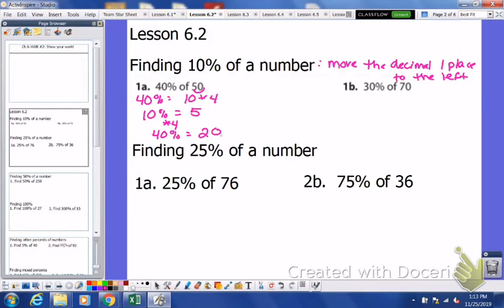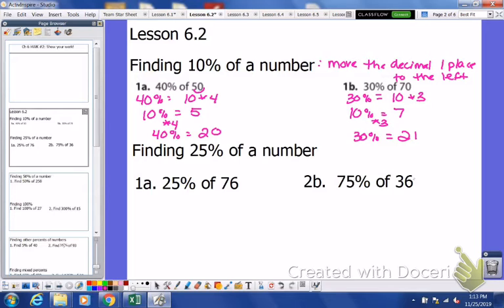Looking at 30% of 70, again, applying our 10%. So 30% would be our 10% times 3. So if we move that decimal one to the left, our 10% is 7. Take that times 3. So 30% is 21. Okay, so that's 10% and then applying our 10%.